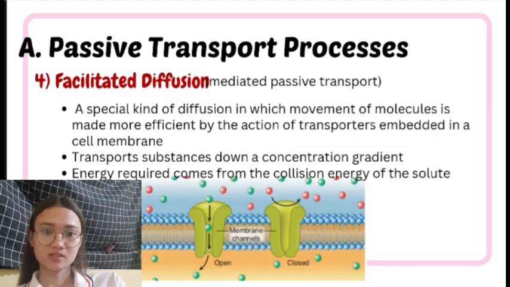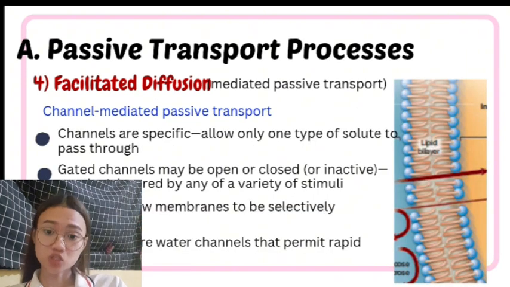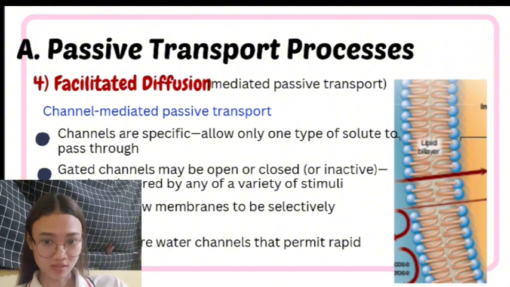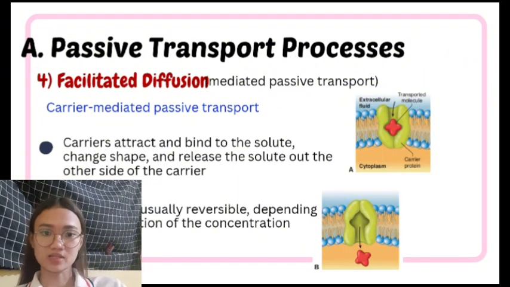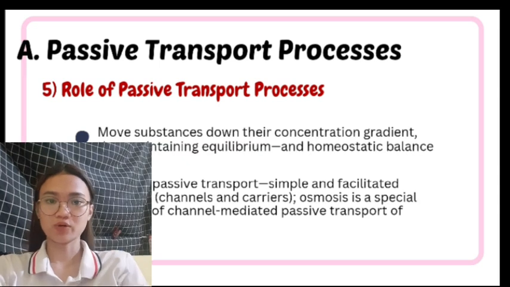Next, we have the facilitated diffusion. So, facilitated diffusion is a mediated passive transport. So we have the channel-mediated passive transport. The channels are specific, allowing only one type of solute to pass through. So specific lang sila kung sino yung pwedeng papasukin. Next is the carrier-mediated passive transport. Carriers attract and bind to the solute, change shape, and release the solute out of the other side of the carrier.